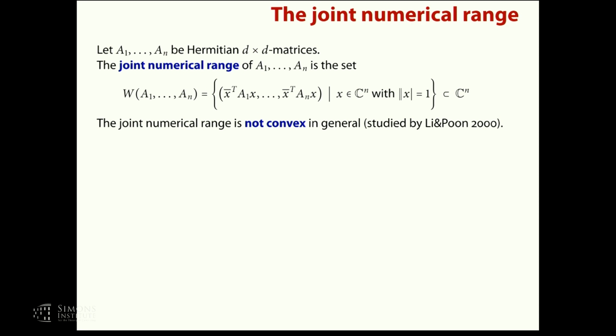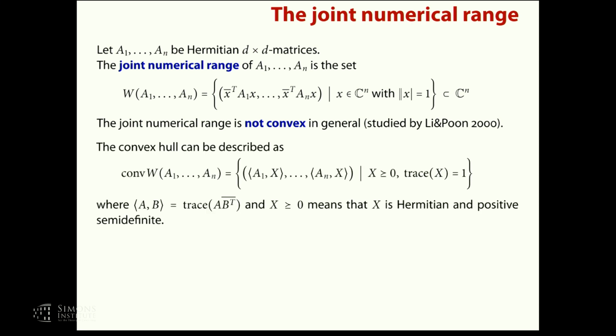So nevertheless, we can just take the convex hull, and it's easy to describe it in the same terms. So here I'm just taking vectors of length 1. I can rewrite this in terms of a trace, right? So if I rewrite this with the trace, then this becomes A1 x x star. And x x star is a rank 1 positive semi-definite matrix of trace 1. So if you start taking convex hulls of these things, you will just end up with this. So you take the scalar product of A1 with x, where x is any Hermitian PSD matrix of trace 1. Okay, so that's what the convex hull will be.